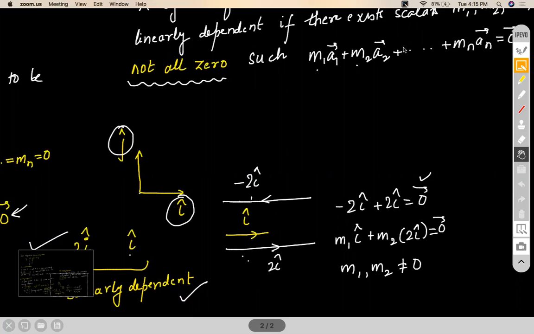Right, Venkat? Yes. What if some are 0 and some non-zero? I didn't get you. Sir, if sometimes the coefficients become some as 0 and some as non-zero, they'll still be linearly dependent, no, sir? All of them should not be 0. Okay, sir. Yes. Some of them can be 0, but not all of them.